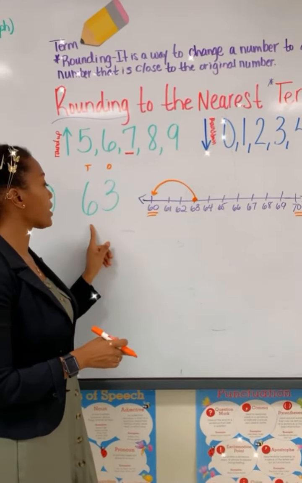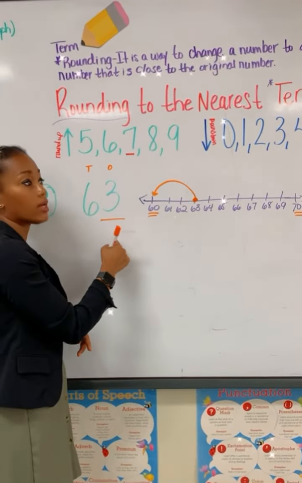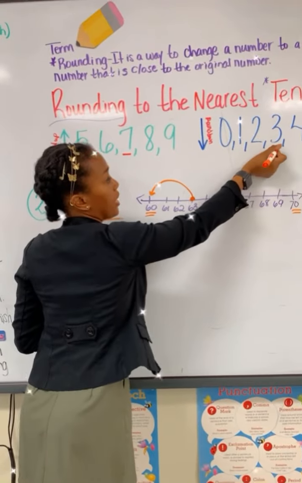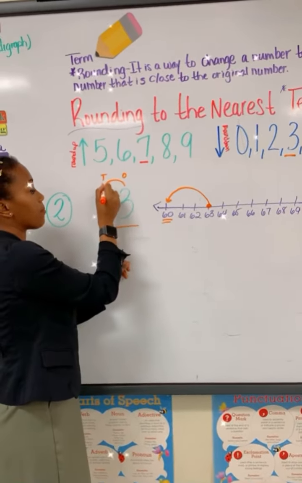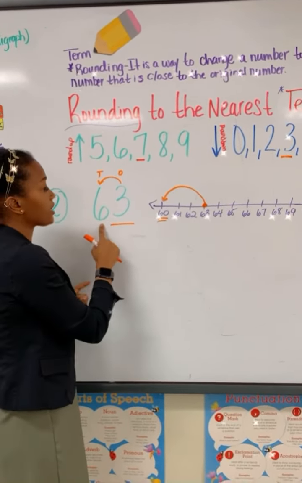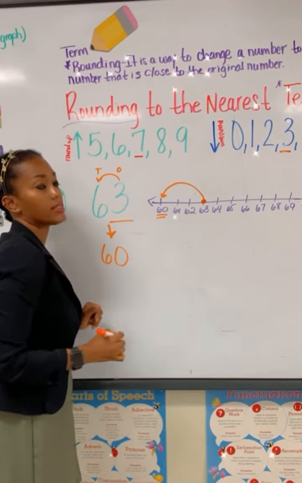So in the number 63, again, I am looking in the ones place. I have a 3. I'm going to go back to which numbers I used to round down, and 3 tells me to round down. So that means that this number in the tens place is going to remain the same. So 63 rounded to the nearest 10 is going to be 60.